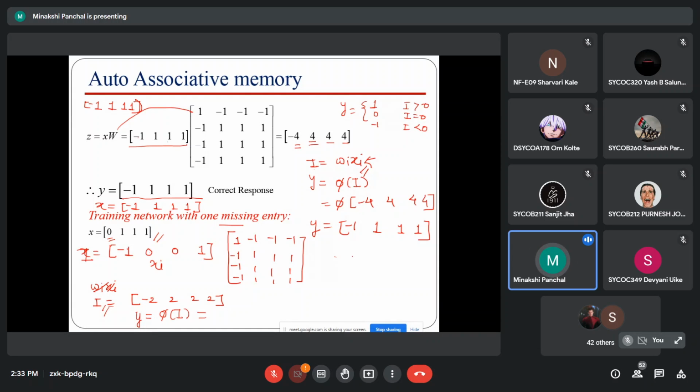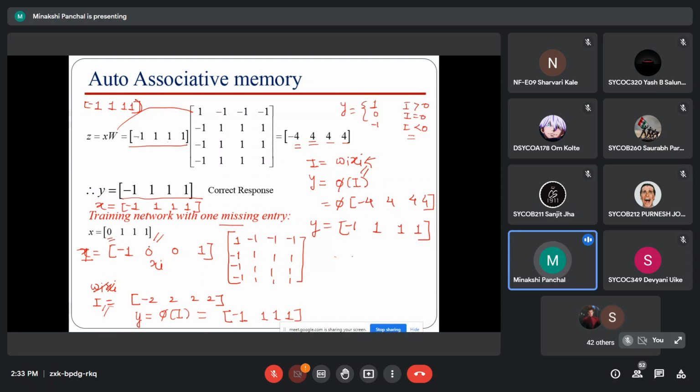So I have also defined the activation function here, this is my activation function. Where are you applying it? For -2, 2, 2 and 2. If I apply that activation function, if the value of I is -2, that is negative, the output will be -1. Then 2 came, that is I greater than 0, so the output will be +1. 2 again, so output 1 and 1.